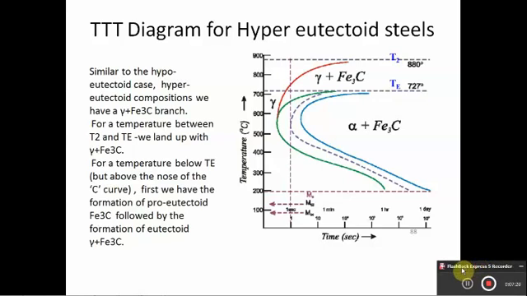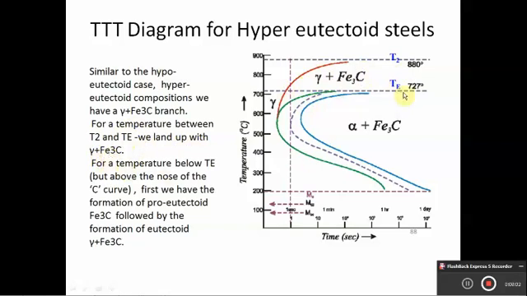This is the TTT diagram for hypereutectoid steels, that is steels with carbon percentage between 0.8 to 2% carbon. For the hypereutectoid composition, we have austenite plus cementite. Here you can see the red colored portion indicates the presence of cementite phase. You can observe austenite plus cementite for a temperature between T2 and TE, that is the lower critical temperature. We will end with austenite plus cementite.